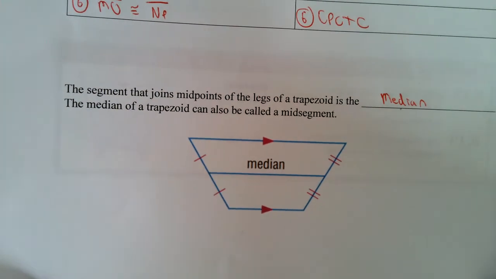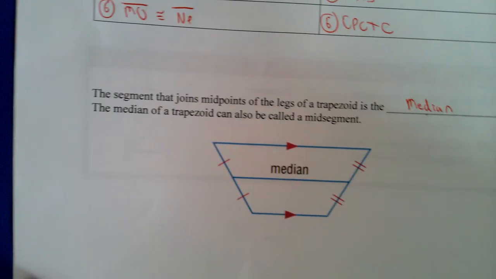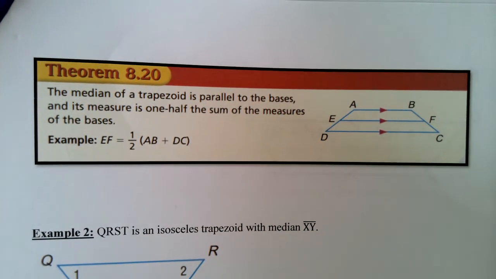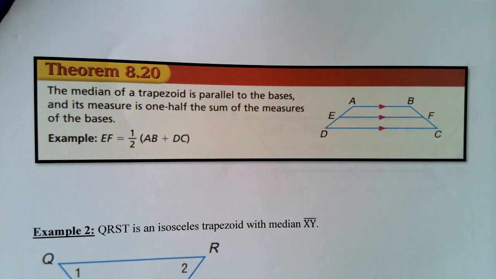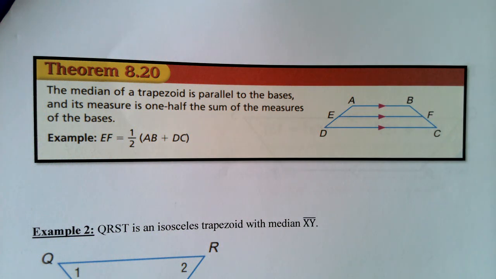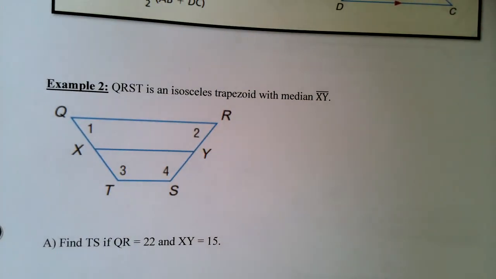We did medians in triangles already. Now we're doing medians in trapezoids. There's one theorem you have to know about that. The median of a trapezoid, so EF is a median, is parallel to the bases. So EF is parallel to AB and DC. And its measure is 1/2 the sum of the measures of the bases. So EF equals 1/2 of AB plus DC.